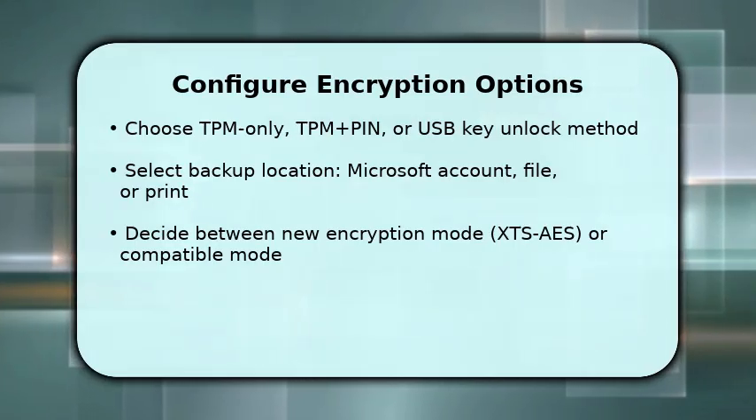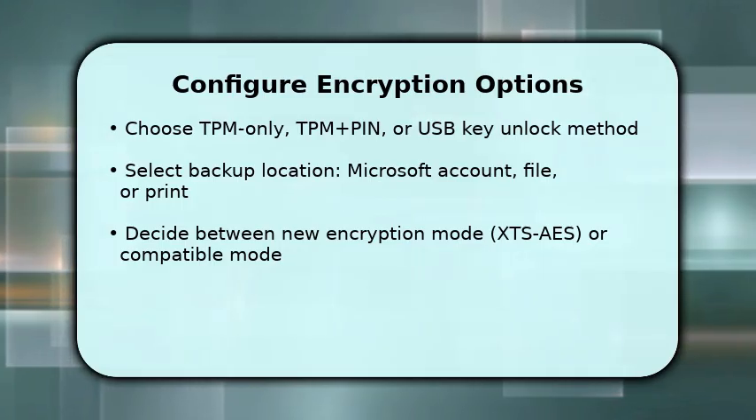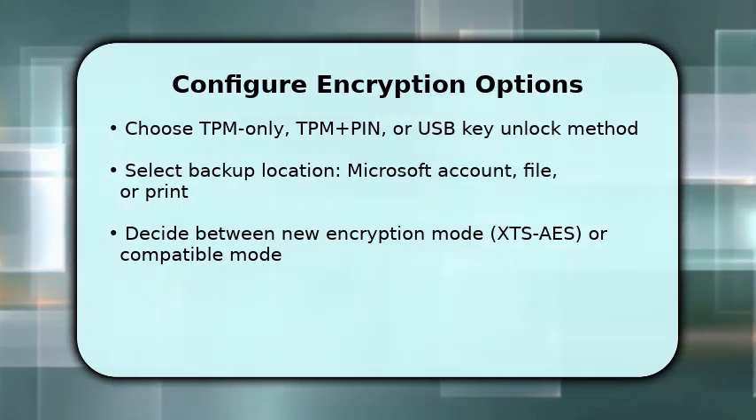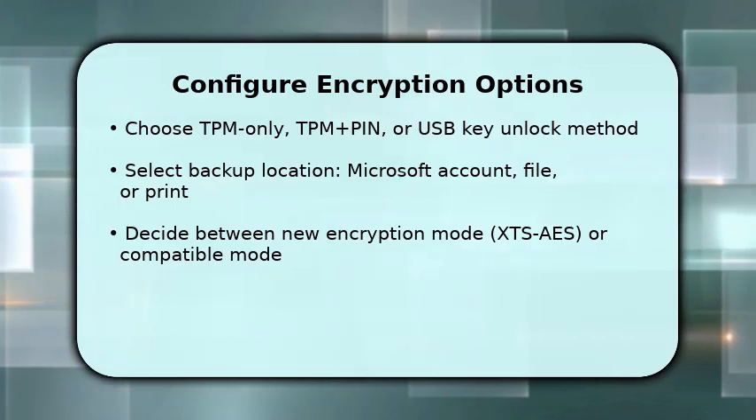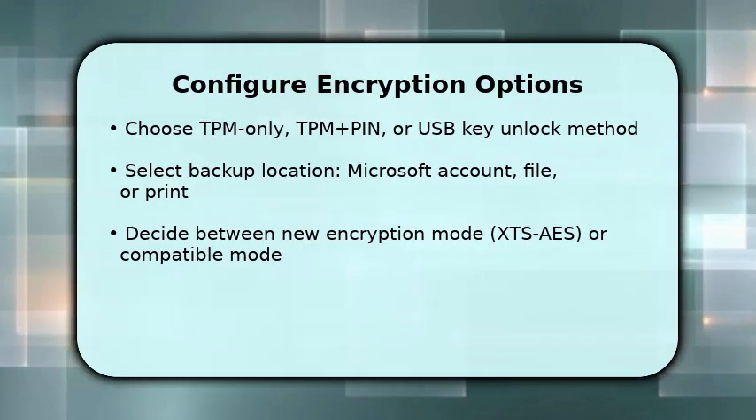Select your unlock method. TPM only is seamless, TPM plus PIN adds security, or use a USB key. Then choose where to save the recovery key: your Microsoft account for easy retrieval, a file on another drive, or print and store it offline.